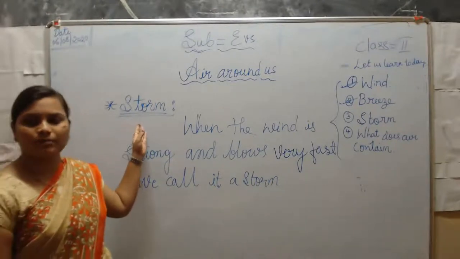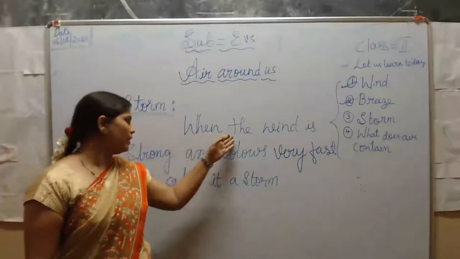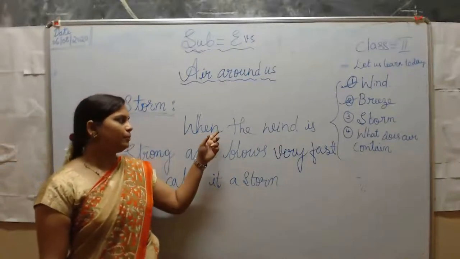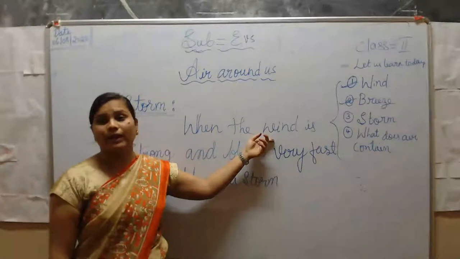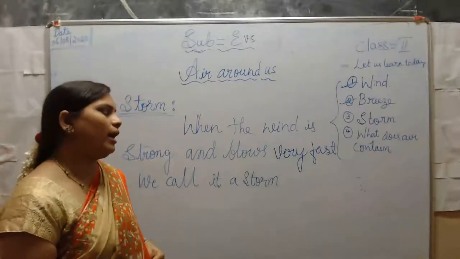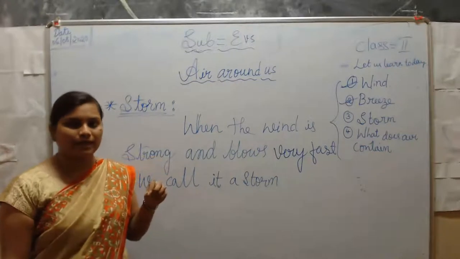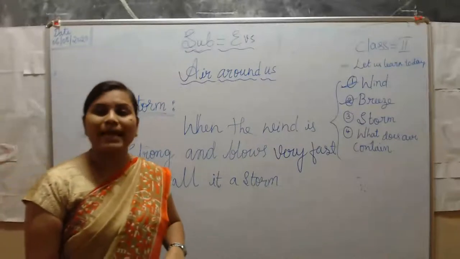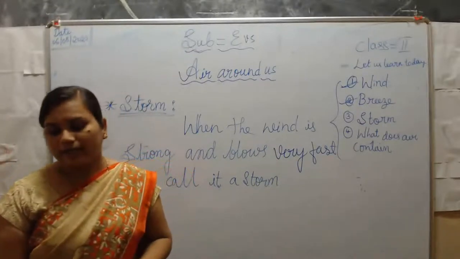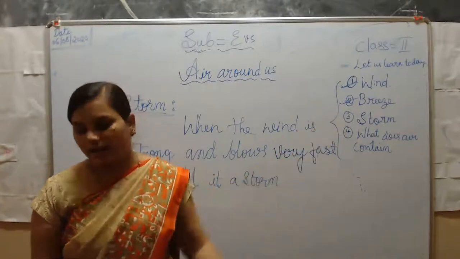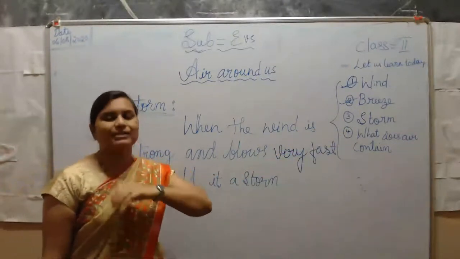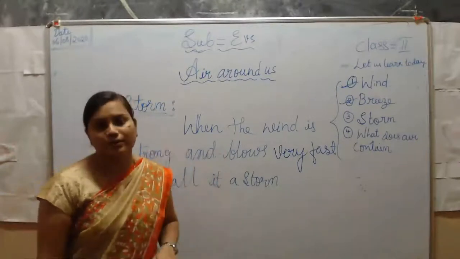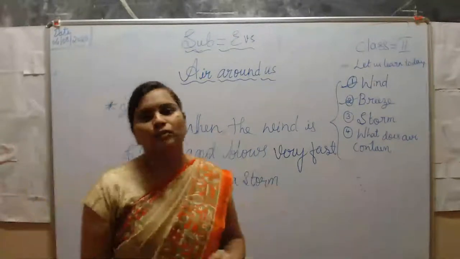Dear students, what do you mean by storm? The definition of storm is when the wind is strong and blows very fast, we call it a storm. Wind means moving air. Moving air that is strong and very powerful, moving very fast, is called a storm. A storm can be harmful. It can blow things away. It can damage houses, trees, plants, everything. It can damage our surroundings.